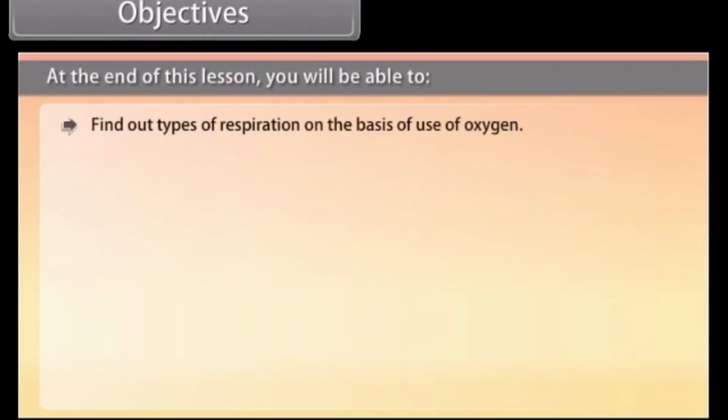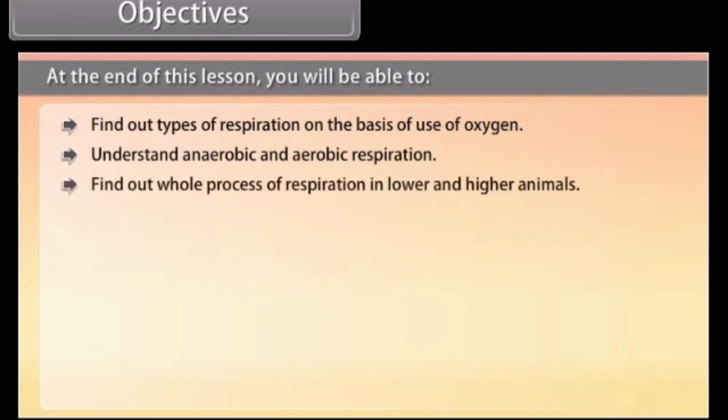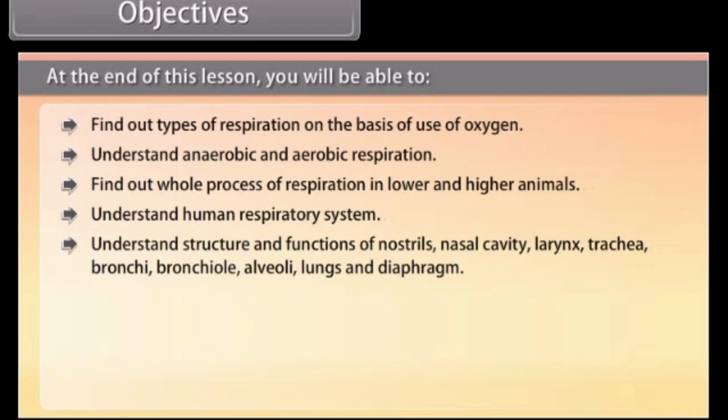Objectives. At the end of this lesson, you'll be able to find out types of respiration on the basis of use of oxygen, understand anaerobic and aerobic respiration, find out the whole process of respiration in lower and higher animals, understand the human respiratory system, understand structure and functions of nostrils, nasal cavity, larynx, trachea, bronchi, bronchiole, alveoli, lungs, diaphragm.